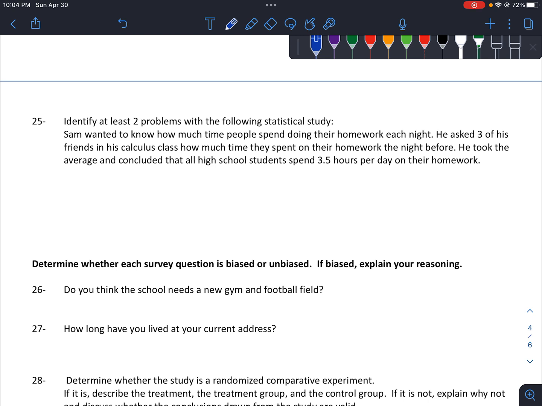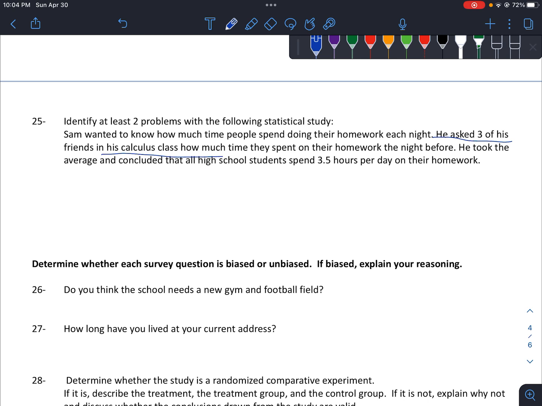Let's see. The next one, identify at least two problems with the following statistical study. Sam wants to know how much time people spend doing their homework each night. He asks three of his friends. Okay, well, there's one. That's a low sample size. In his calculus class, how much time they spend on the homework the night before. So I see two problems in that already.